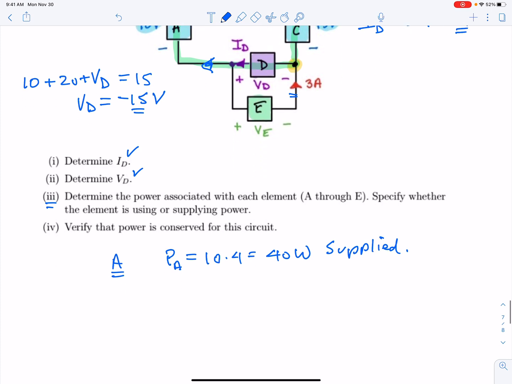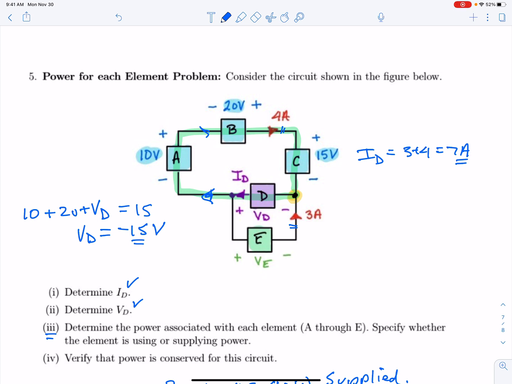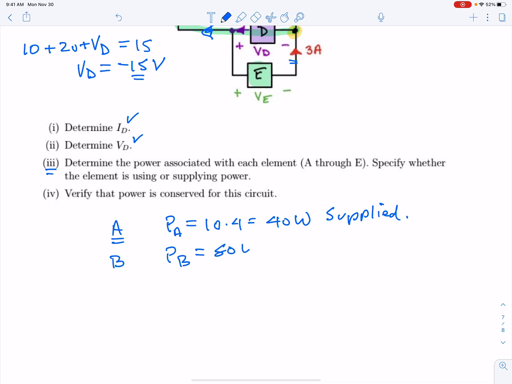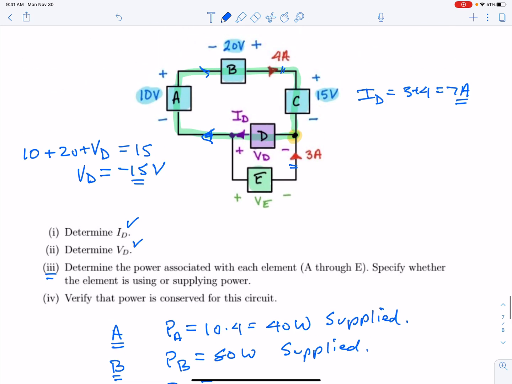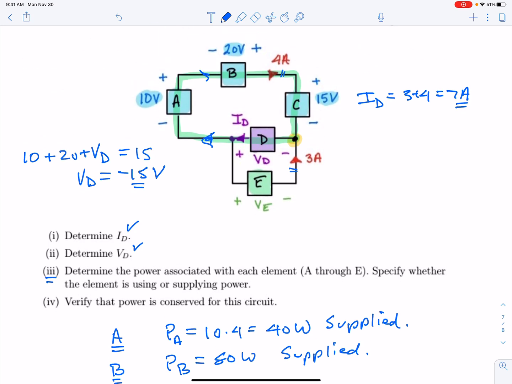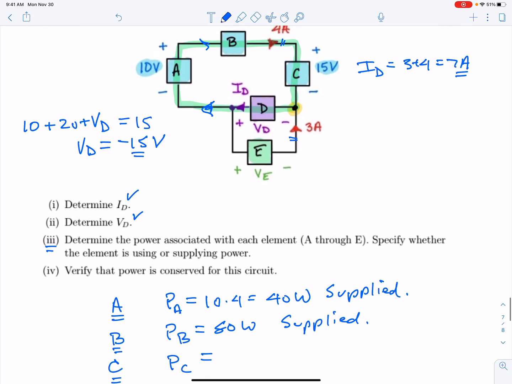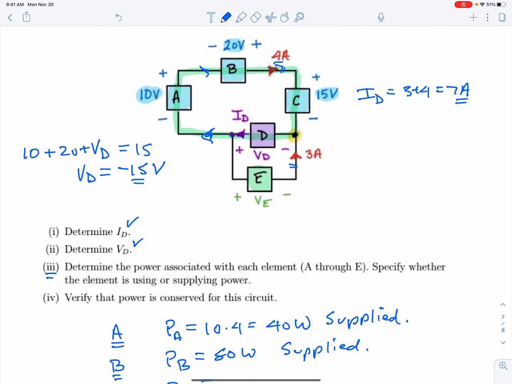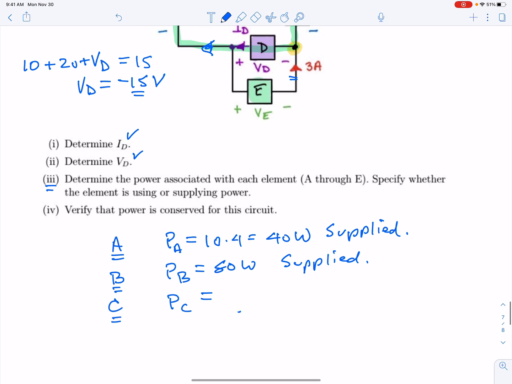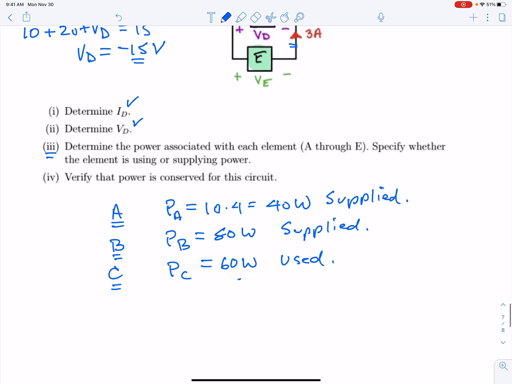All right, do the same thing for B. B is the same thing. It's the active sign convention. Current moves in the direction of a voltage rise. 20 times 4 is 80 watts supplied. Now for element C, this is different because the current is moving in the direction of a voltage drop. That's the passive sign convention, and it's 4 amps times 15, so 4 times 15 is 60 watts. Because it's the passive sign convention, it's using power.